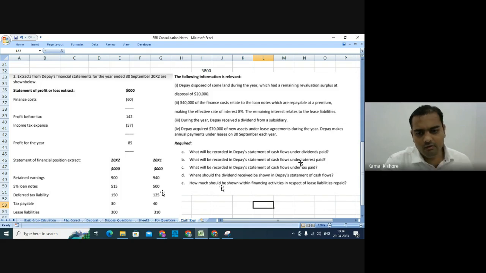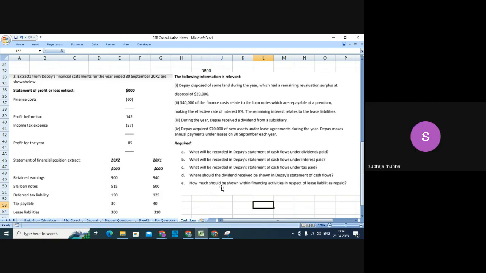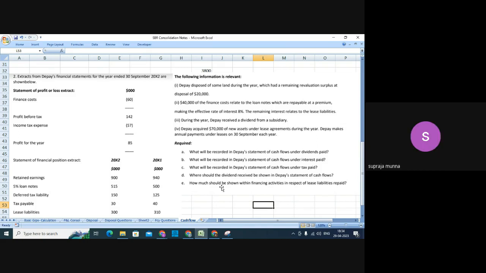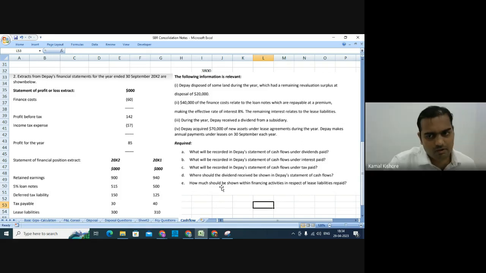Where should the dividend received be shown in the statement of cash flows? Financing activities? Receipt of financing? Investing activities. Okay, fine.